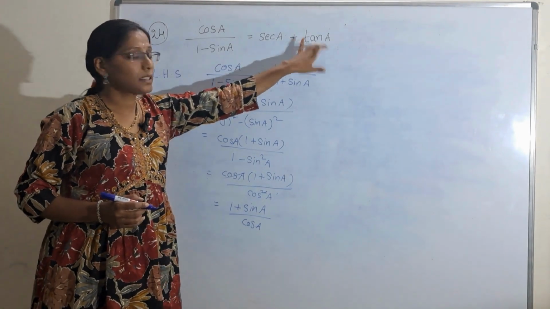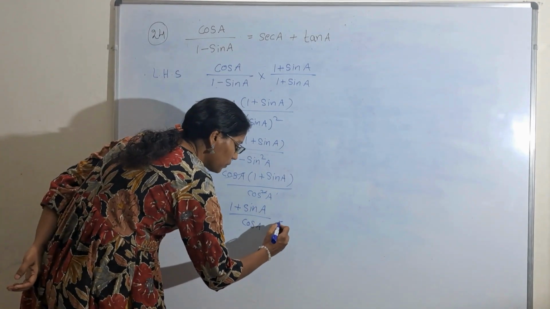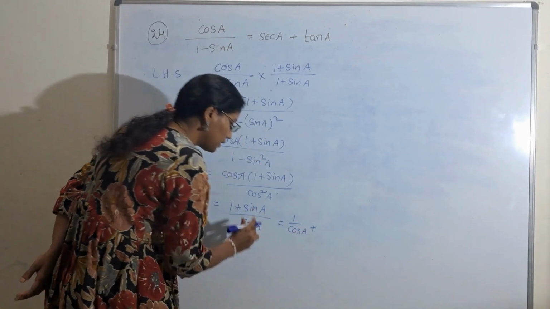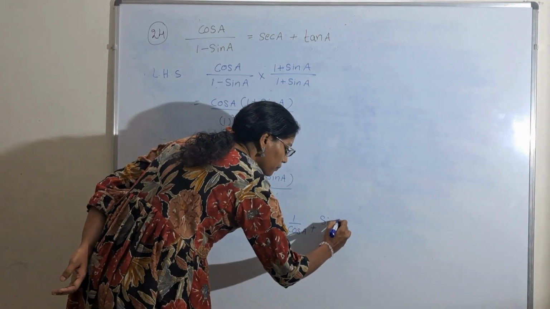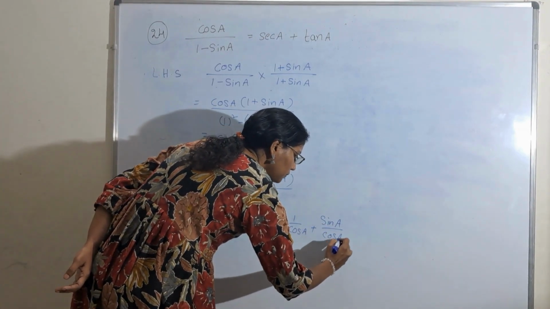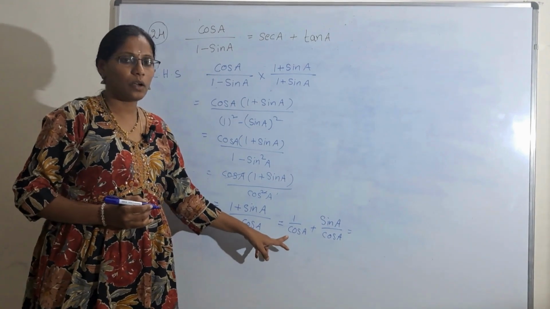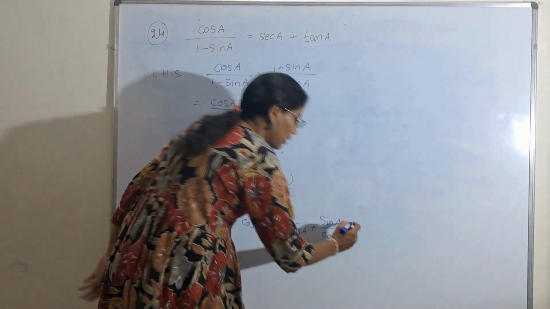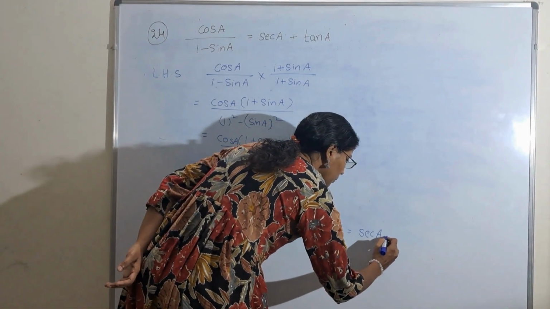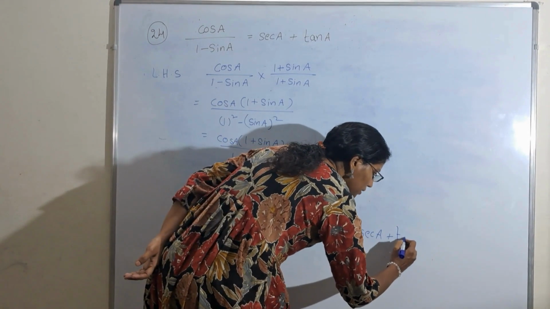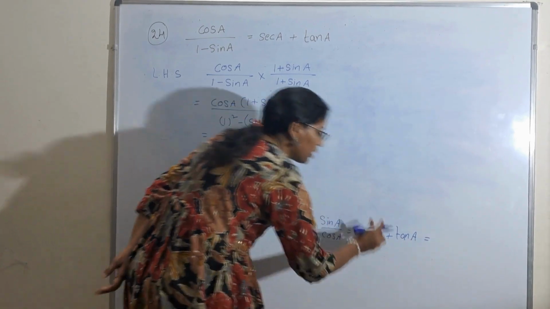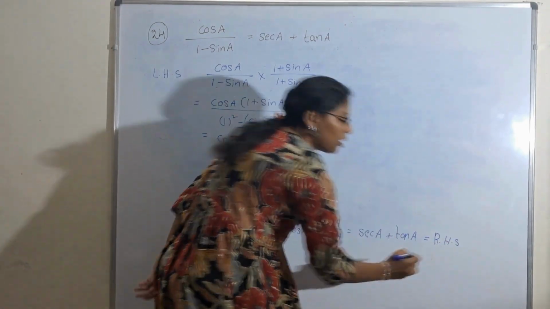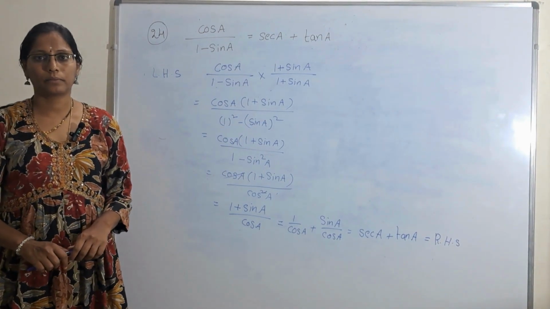RHS is secant A plus tan A. We have to split the denominator here: 1 by cos A plus sin A by cos A. 1 by cos A, how to write? Secant and cos are reciprocals. 1 by cos means secant A we can write. Plus sin A by cos A, whose value is tan A. Secant A plus tan A. This is RHS. Therefore, LHS equal to RHS.